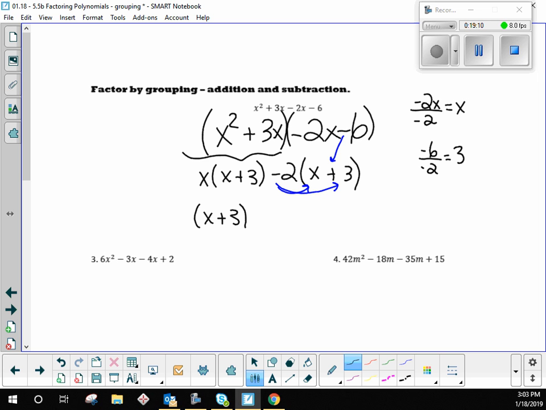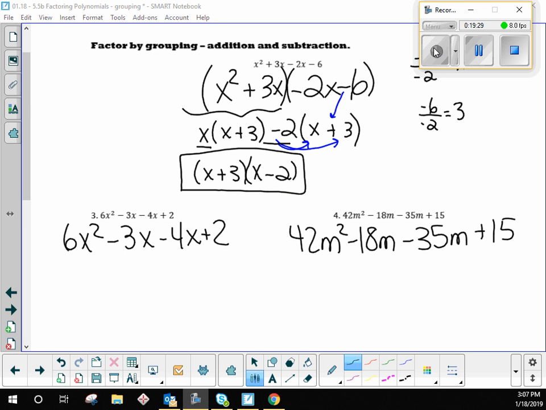And then left over in the first group is x, and left over in the second group is 2. So try number 3. You can try 3 and 4, but we're going to talk about number 3 before we move on to 4 as a group. At least try 3.